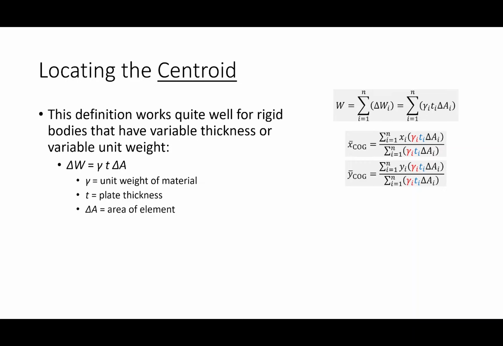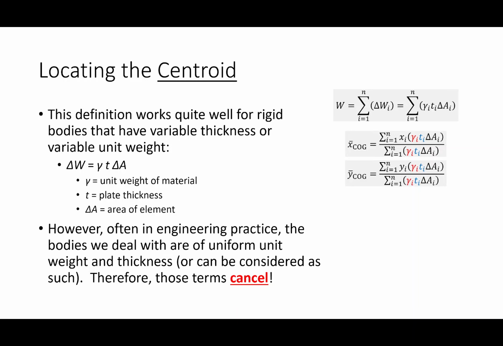It's the lowercase gamma. I propose that if you are dealing with bodies, or you can consider them, those bodies of uniform thickness and of uniform unit weight, you can factor those terms out and cancel them. So instead of dealing with a weighted average considering weights of the plate, you can now be looking at a weighted average in terms of areas, okay? And it stops becoming a problem about dealing with weights.